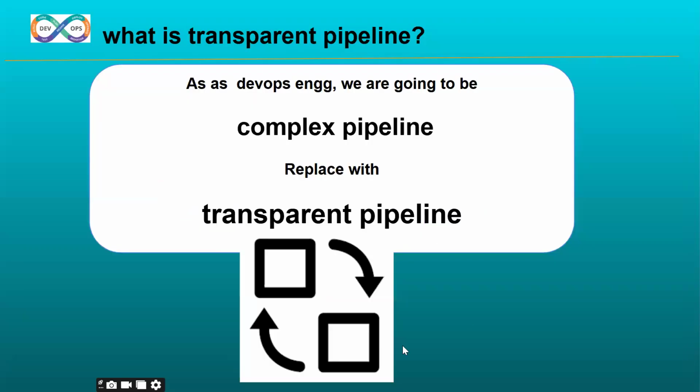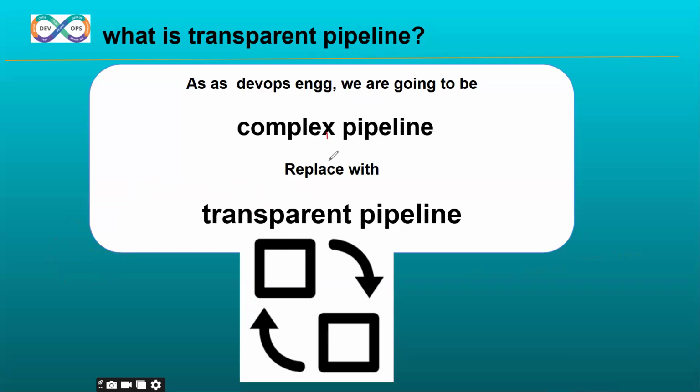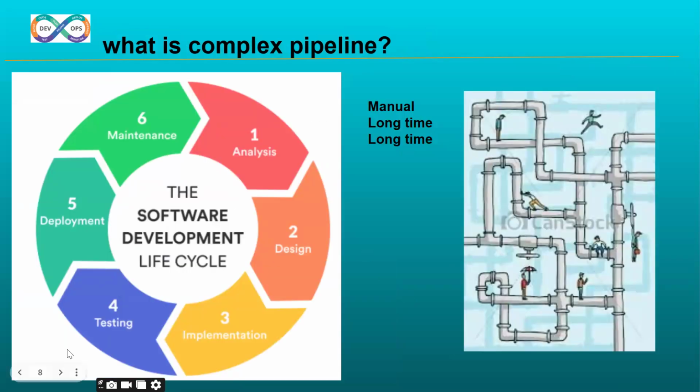But as a DevOps engineer, what exactly are we going to do? We are going to replace the complex pipeline with what? The transparent pipeline. Replacing the complex pipeline with the DevOps transparent pipeline. But sir, what exactly is a complex pipeline? What exactly is a complex pipeline?